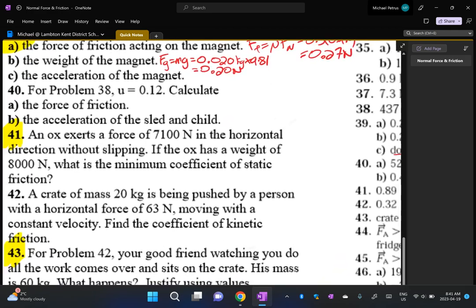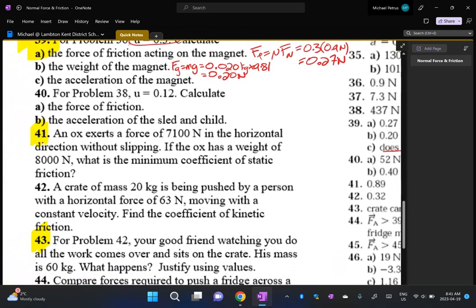So moving on to 41, it says an ox exerts a force of 7,100 newtons in the horizontal direction without slipping. That's key, and that's why some people do struggle with this. Well, what do you mean by not slipping? That means it's not going to move. It's not going to accelerate.